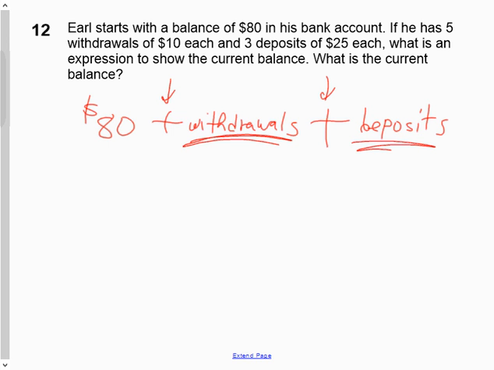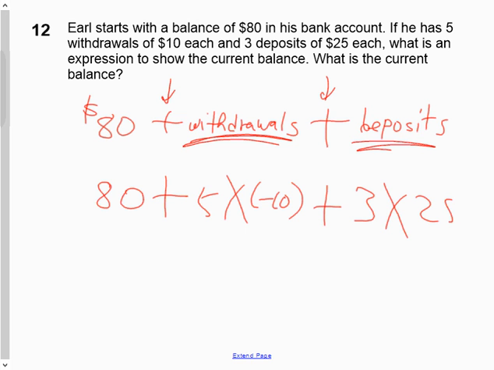So 1 point for this, saying 3 deposits, 3 withdrawals, of negative $10. That is 3 withdrawals of $10, and that's 5, isn't it? 5 withdrawals, $10 each, and 3 deposits of $25 each. So there's your expression that represents that mathematically.